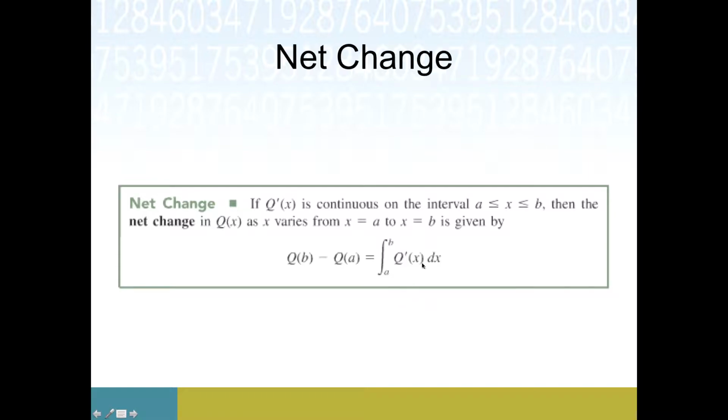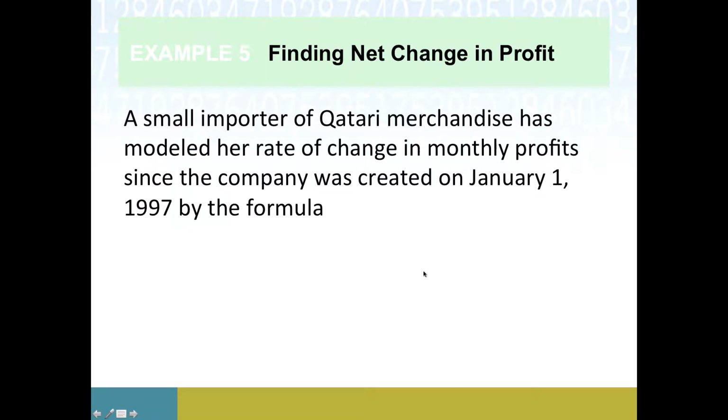But the motivation for this is we're supposed to think of this Q prime as an accumulation of some type of area. And more particular to the application, we're supposed to think of it as a rate of change in some kind of formula that we're curious about. So the one we're going to study in our example is Qatari merchandise. So we're going to say this importer has modeled her rate of change in profit since the company was founded. That happened in 1997.